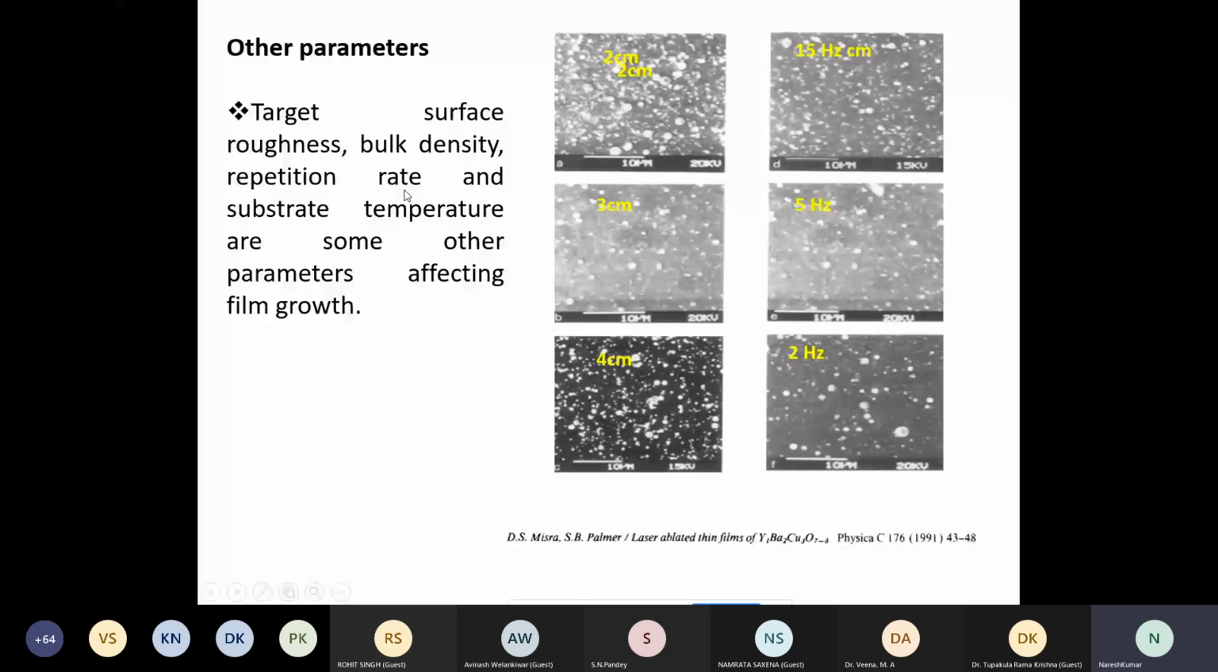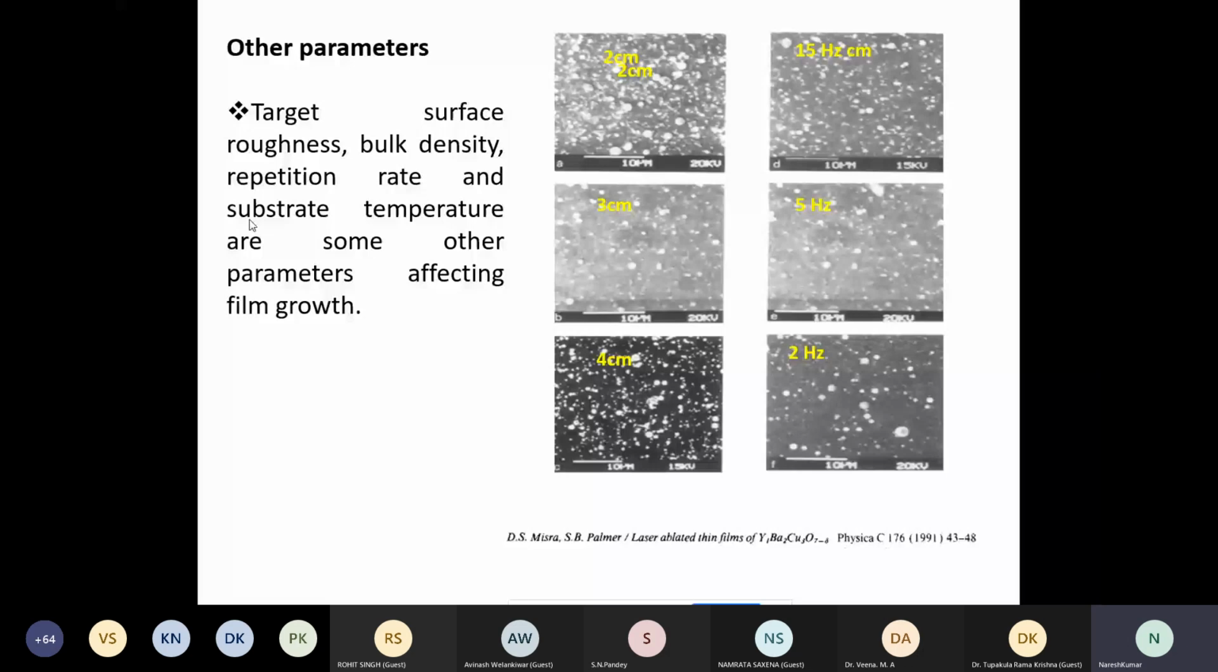Substrate temperature, the most important parameter. If, let's say, I am growing film at room temperature, then there is a possibility that the structural phase may not grow at this temperature. So you need to provide the temperature either during deposition or after deposition. That means either in situ temperature or ex situ temperature. Right. So these are the issues that one should look at.